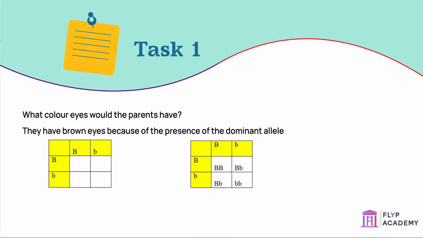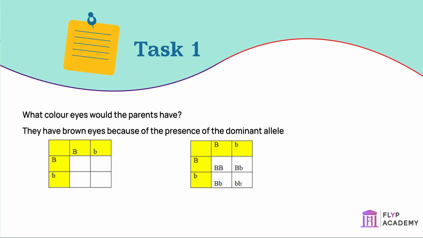We then add in the offspring genotypes, giving them an allele from each parent. The possibilities for the offspring are BB, capital B small b, and small b small b, meaning the parents with brown eyes could have offspring with brown eyes or blue eyes. We can work out the probabilities by dividing the number with each characteristic by the four possibilities and multiplying by 100 to get a percentage.